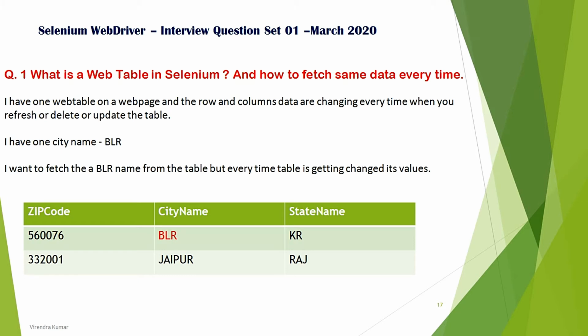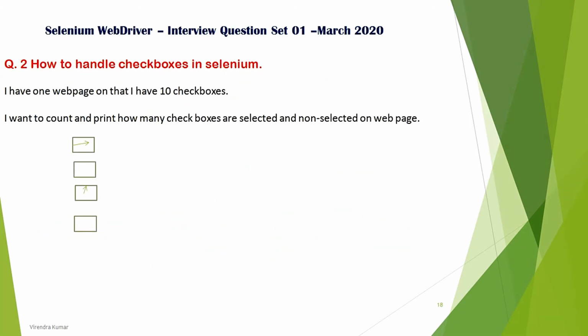Okay, now I'm coming to the next question. Then your next question will come: how to handle checkboxes in Selenium. I know checkboxes are very simple and you can easily handle this, but the question will be in a different way. I have one web page on which I have 10 checkboxes, and I want to count and print how many checkboxes are selected and non-selected on the web page.